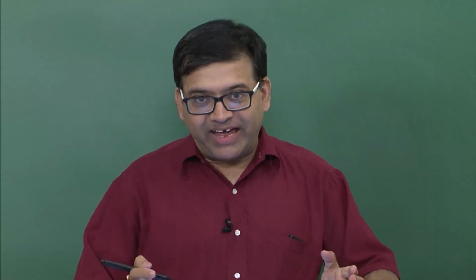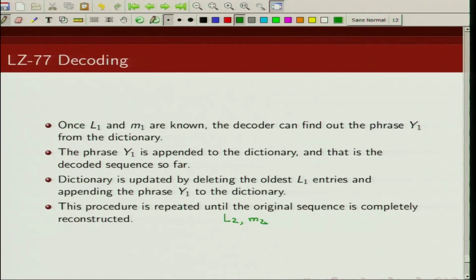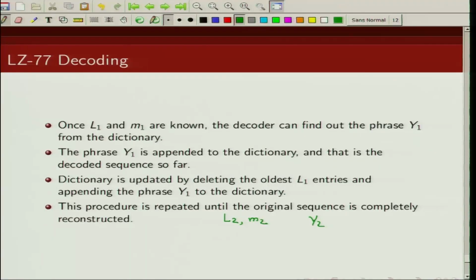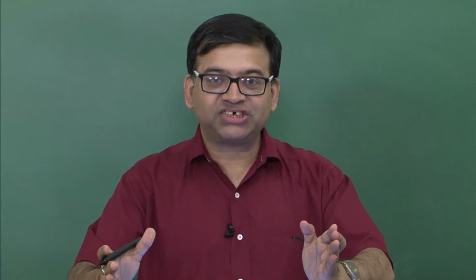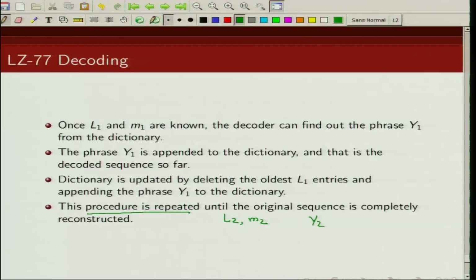Now I have my dictionary. I'll again repeat this process to find out what my L2 is and what my M2 is. Once I find L2 and M2, I find the string Y2 of length L2 from my new dictionary, add this string Y2 to my dictionary and remove the oldest L2 entries. Now that will be my new dictionary. Then again I'll decode L3 and M3, find the new string Y3, add it to my dictionary and remove the oldest L3 entries. This procedure is repeated until the original sequence is completely reconstructed. Since these matches happened from the dictionary, I know exactly what those strings were.